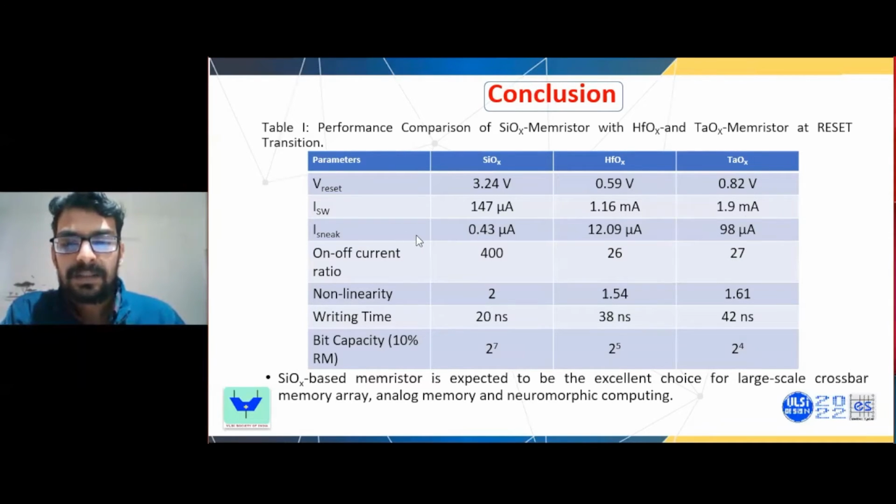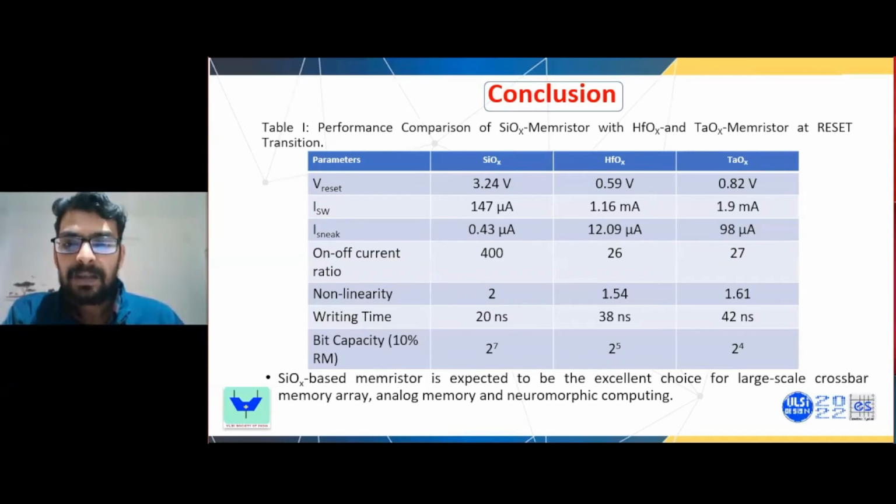And the snake path current is suppressed drastically in the case of the silicon oxide memristor as compared to hafnium oxide and tantalum oxide. Tantalum oxide has about 100 microampere, which is very high, and hafnium oxide is also higher as compared to silicon oxide. So this is one good thing for the realization of a large-scale crossbar array.